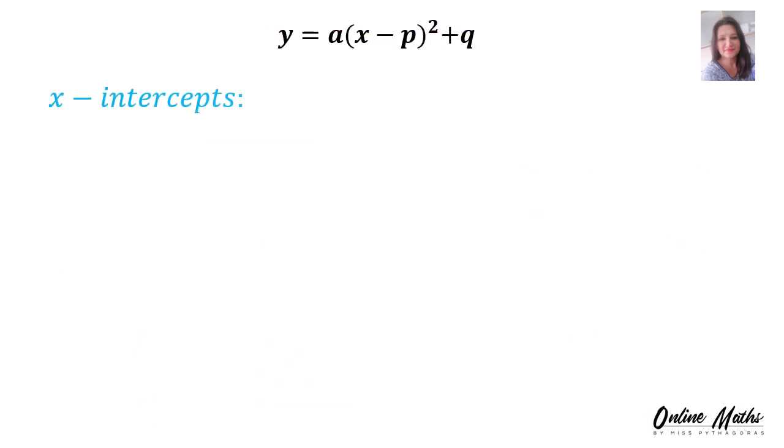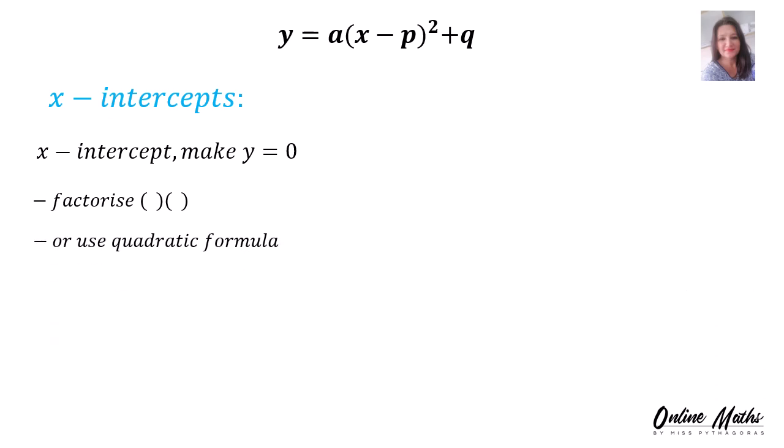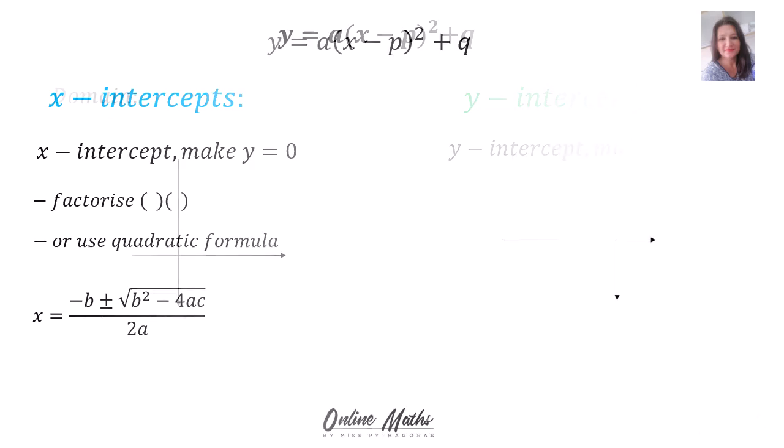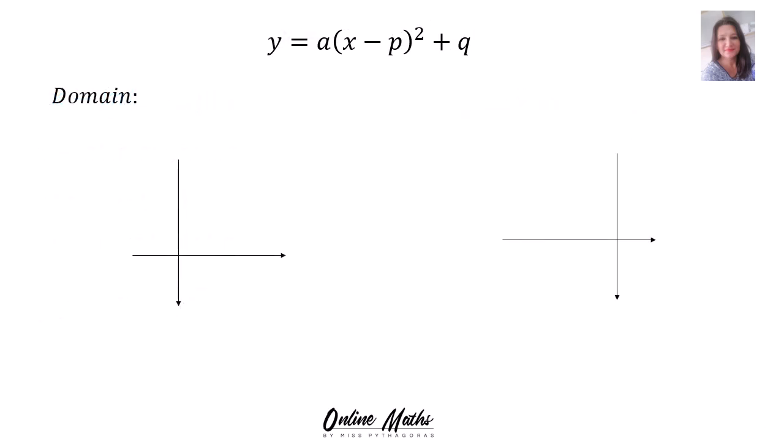Now, to find the x-intercepts, the rule is still x-intercept make y 0. And then you can factorize or you can use the quadratic formula. For the y-intercept, the rule is still y-intercept make x 0. To find the domain, remember I said that the domain for all the parabolas will be x element real.